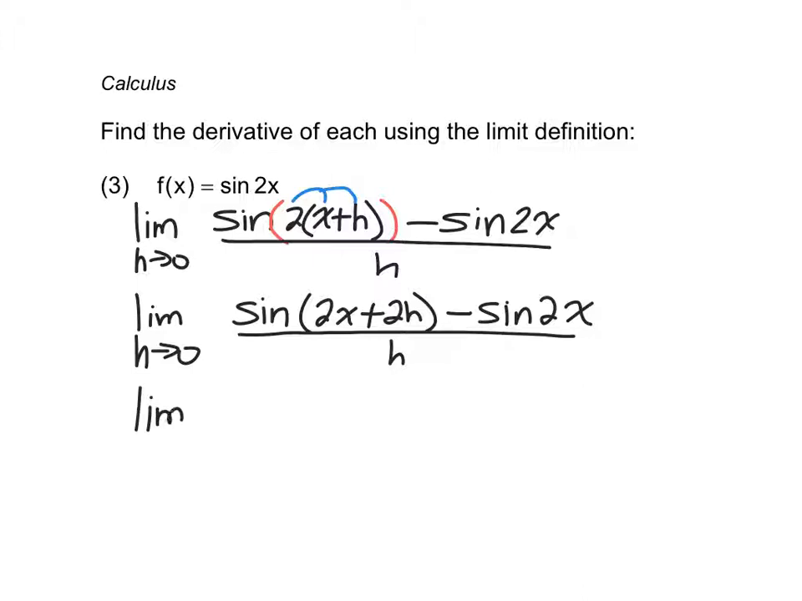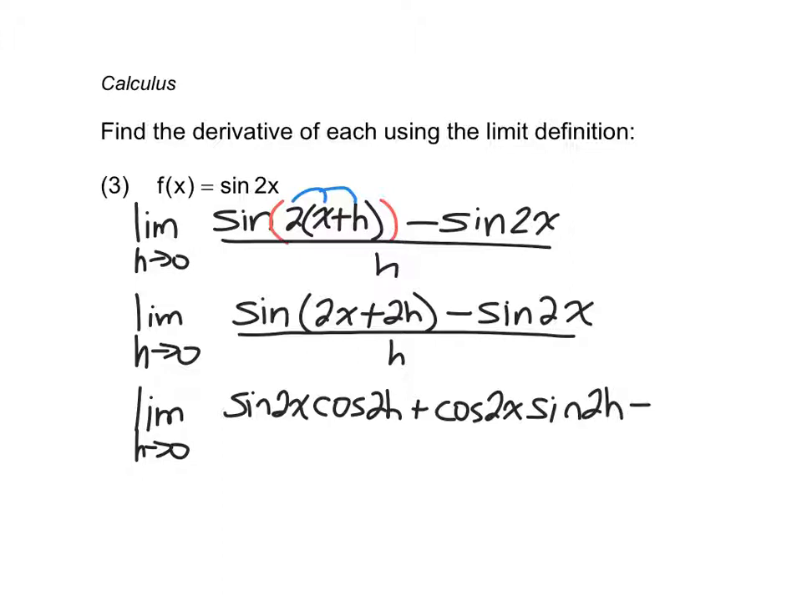So the limit as h approaches 0 of sine of 2x cosine 2h plus cosine 2x sine 2h minus the sine of 2x all over h. So it has the same structure as all the stuff on the previous page. So we want to do something similar to what we did on the previous page also.